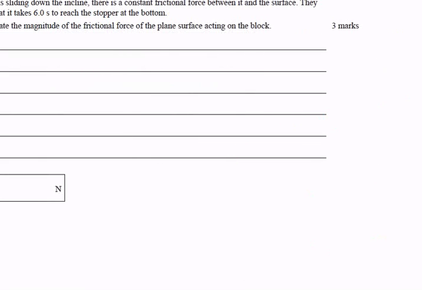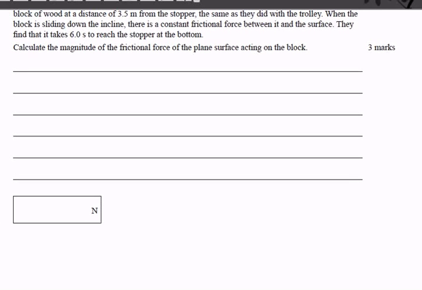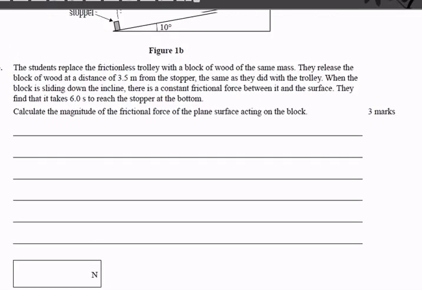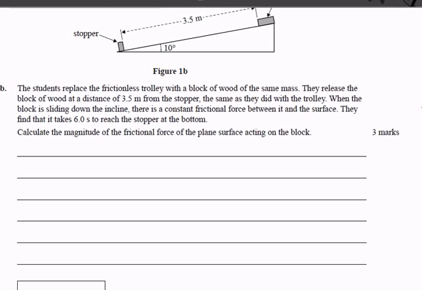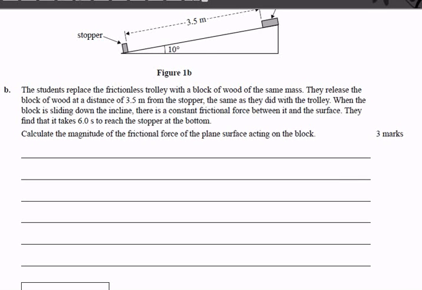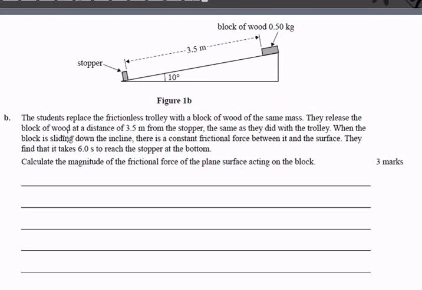This is actually one of the harder questions I felt in the exam. There's quite a bit you have to understand to really get this one. So: replace the frictionless trolley with a block of wood with the same mass. Now why would they do that? They would do that because now there's going to be a friction force when it slides down.